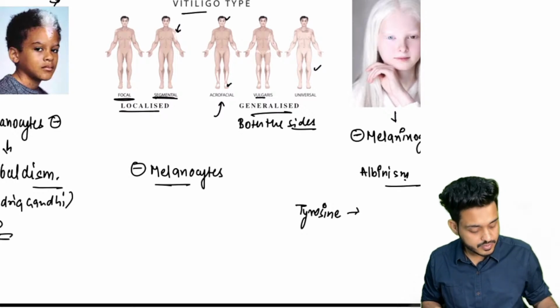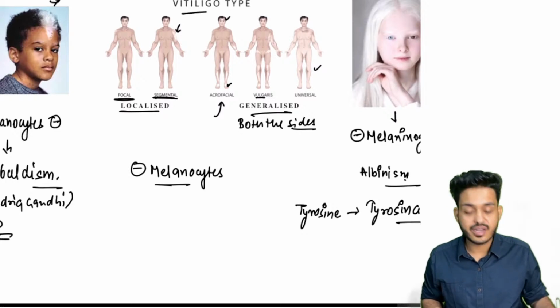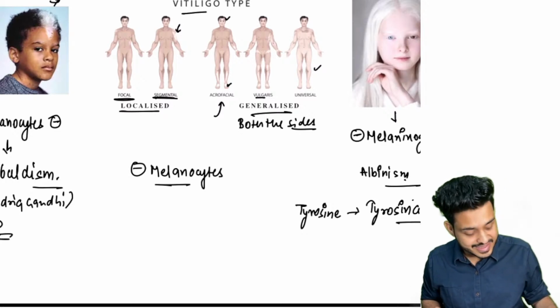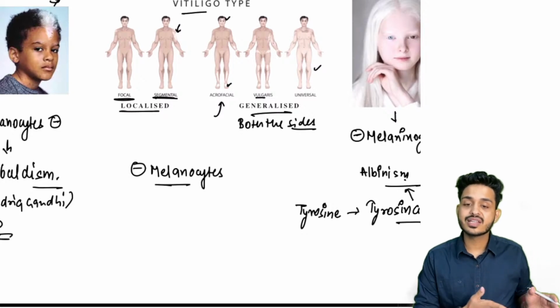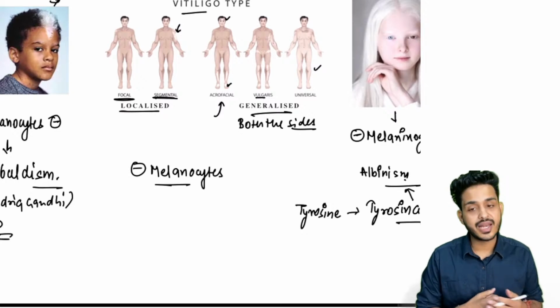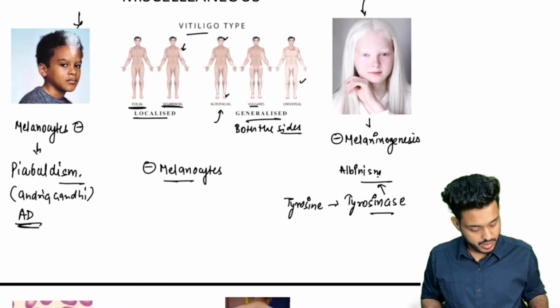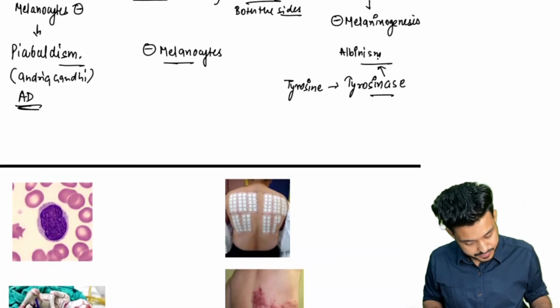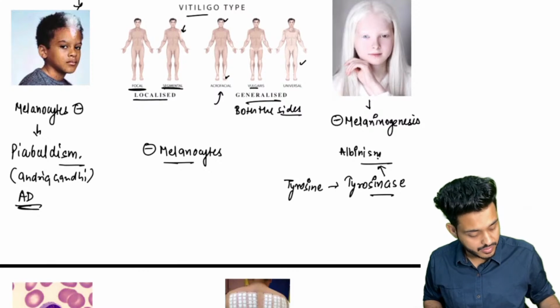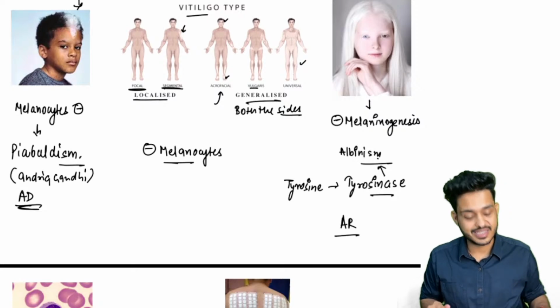There is an enzyme, tyrosinase. If tyrosinase is absent or has a problem, that will lead to a disease known as albinism. Because if there is no tyrosinase, how will you make melanin? If there is no melanogenesis, there will be no melanin, so the person will look like this. There will be no color. Remember one more thing, albinism is an autosomal recessive condition.